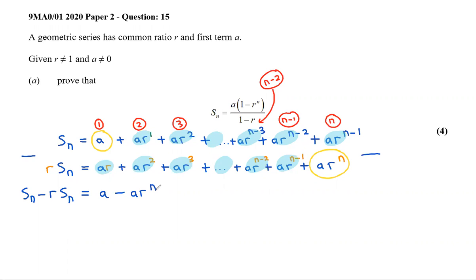Okay. So this is really neat. Now we can factor out the sum of n terms. So we have Sn multiplied by 1 minus r is equal to, on the right-hand side, factor out the a. So that's going to be 1 minus r to the n. And then we divide by 1 minus r, and hey presto, we have our formula.